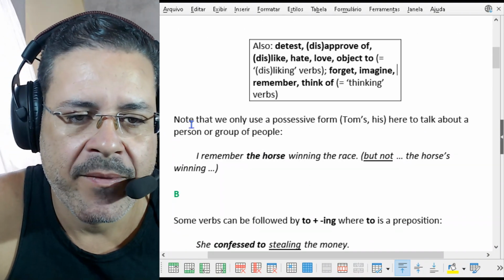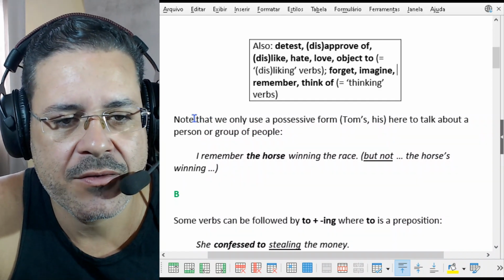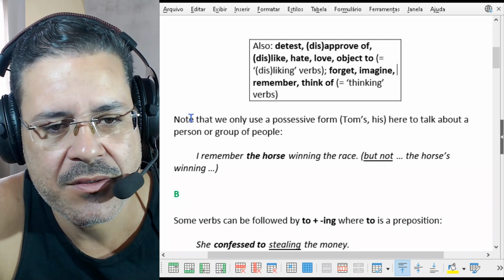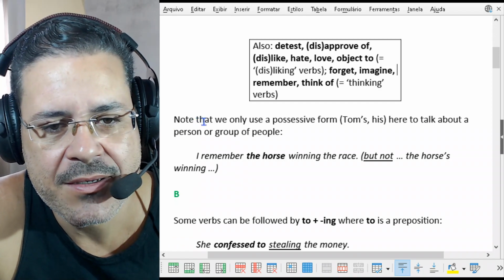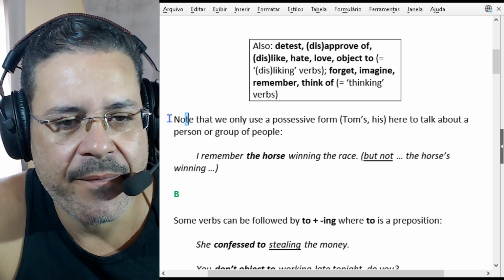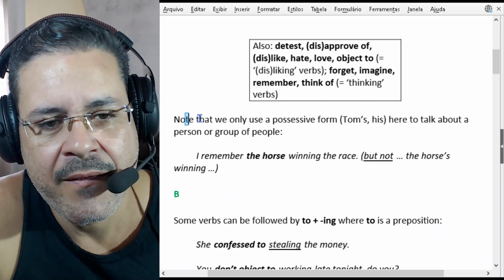Okay, moving on. Notice that we don't pronounce the final T in "note that." We almost don't pronounce that final T, because it's followed by another T. Note that.